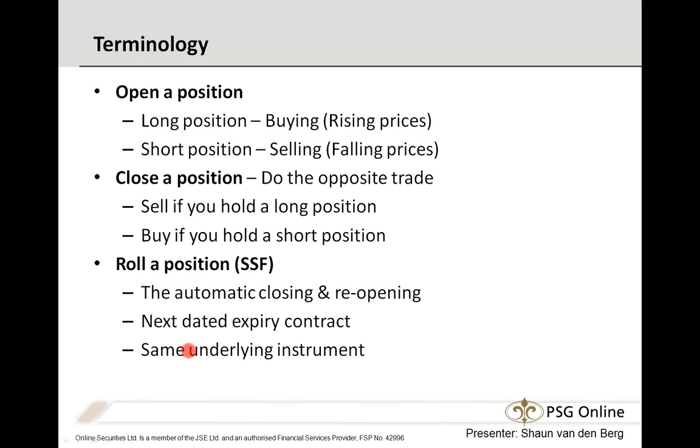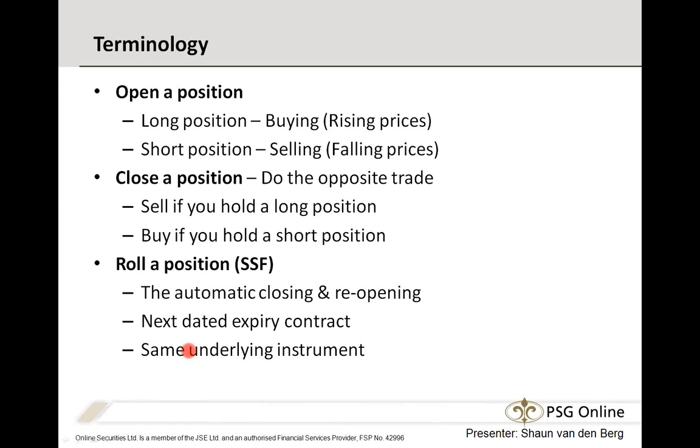With single stock futures, we talk about rolling a position. And we'll go into more detail in the next slide about single stock futures. So we're talking about rolling a position. All it is, is an automatic close and reopening of the next dated expiry contract on the same underlying instrument. So if I had a single stock futures contract on Sasol, and we have an expiry date, it gets rolled over to the next contract, on Sasol again. So understand that single stock futures get rolled over.